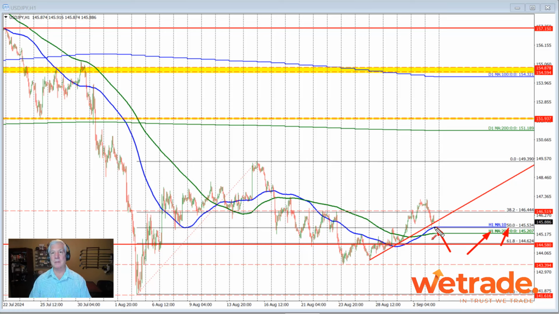So be aware of this level. This is going to be the key barometer right here at the 50%, and then getting below the 200-hour moving average increases the bearish bias for that pair.